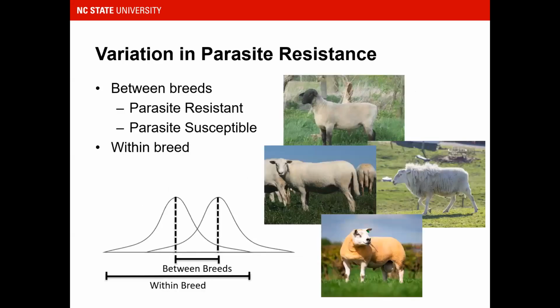And there's variation in parasite resistance both within breed and between breeds. So we have breeds that we could classify as parasite resistant, like some of our hair breeds, like the St. Croix and Barbados Blackbelly, whereas all other breeds are more susceptible. The Suffolk has been a breed that breeds. So that's really important to keep in mind and understand for selection.